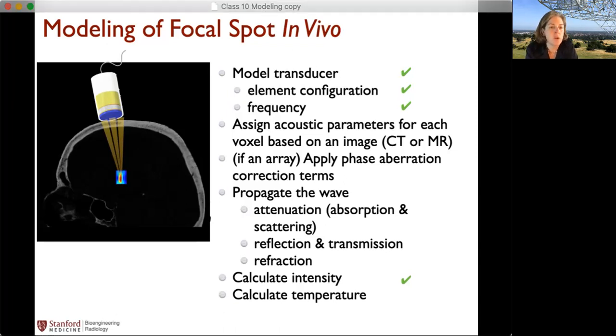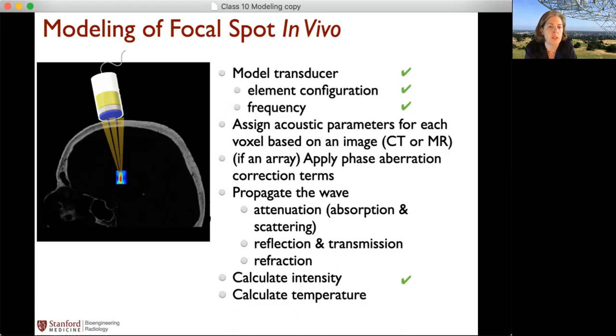We'll have a whole discussion now about acoustic parameters based on CT or MR. Acoustic parameters, of course, means speed of sound and attenuation. For every voxel, we're going to have to assign those acoustic parameters. If we have an array, we might then apply our phase aberration correction terms. I'll talk about how you do that in a simple method. If it's an array, this is of course our single element transducer, but let's pretend it was an array, then you would calculate what those terms would be.